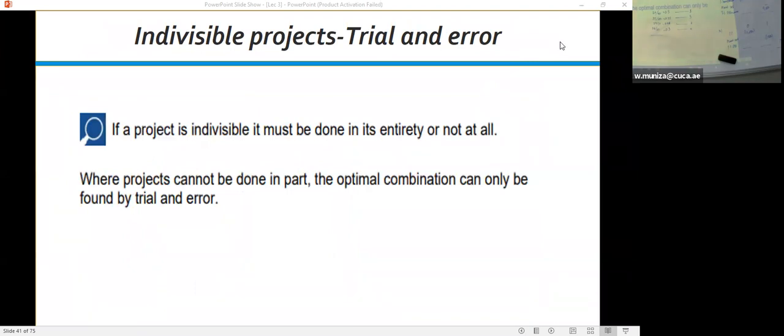Okay, now indivisible projects are going to be decided upon on the basis of trial and error. So only a short discussion is left. We are going to finish it in our next lecture.